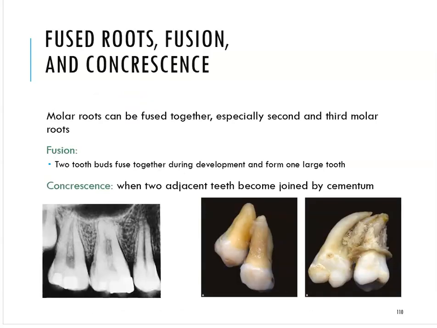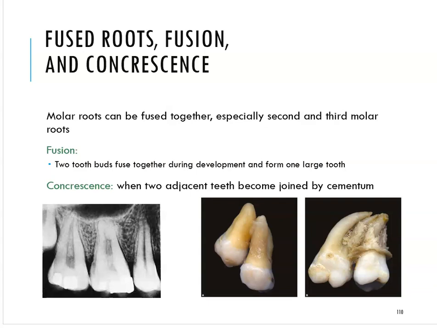Here are some pictures of fused roots. So sometimes roots get fused, and the reason why they get fused and they're not separate is because during development it was really squished down there. They were squished, and so they had to fuse, and they formed one large root instead of two different roots. And concrescence is when you have two teeth that are joined together by cementum. So C for concrescence, C for cementum. So they were fused by cementum.